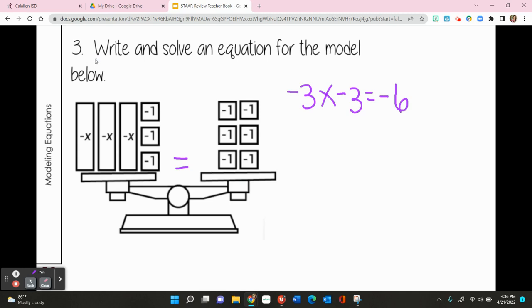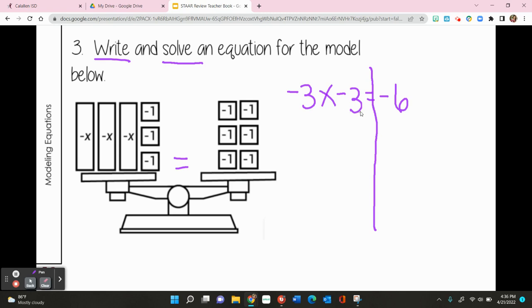Now, this was the first part. We wrote the equation. Now we have to solve the equation. On this equation, all of my x's are already on the left side. The first thing I'm going to do is draw a line down the equal sign. And now I want to see what is being added or subtracted to x. I want to look at my constant. And the constant here that is being added or subtracted is 3.